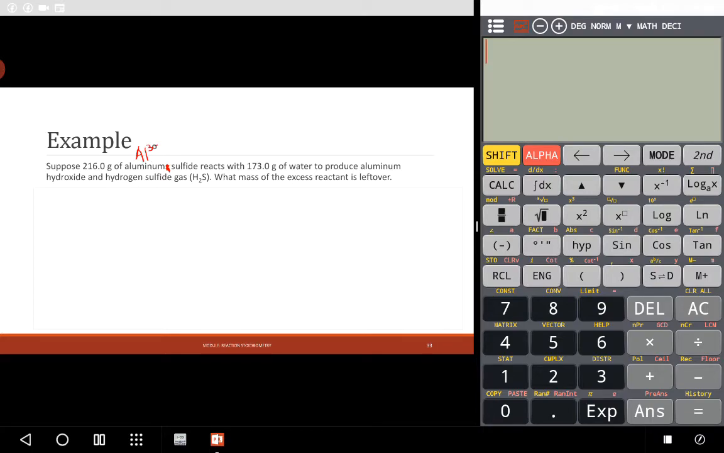Aluminum likes to be 3+ cations, and sulfur likes to be 2- anions. And so a neutral ionic compound between the two is going to be Al2S3. And that's going to react with 173 grams of water. Water is H2O. And that's going to produce aluminum hydroxide. And so again, aluminum is 3+, and hydroxide is OH-. So this product is going to need 3 hydroxide ions. And then it's going to produce hydrogen sulfide gas, which is H2S.